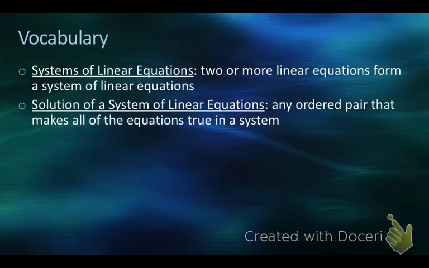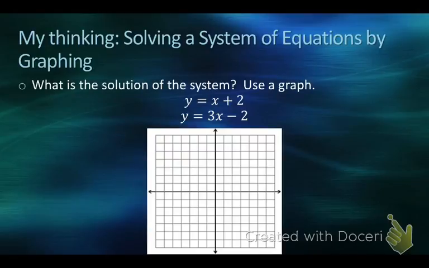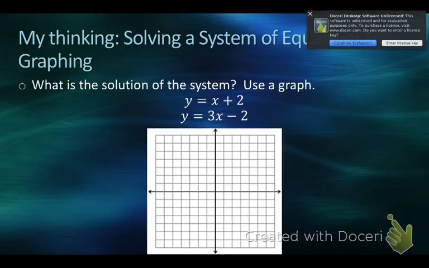All right, so any ordered pair that is true for each equation, like it has to be the same across the board. And I'll show you what that looks like when we graph. So, solving a system of equations by graphing. What is the solution to the system? Use a graph. So we have two linear equations. We have y equals x plus 2 and y equals 3x minus 2.